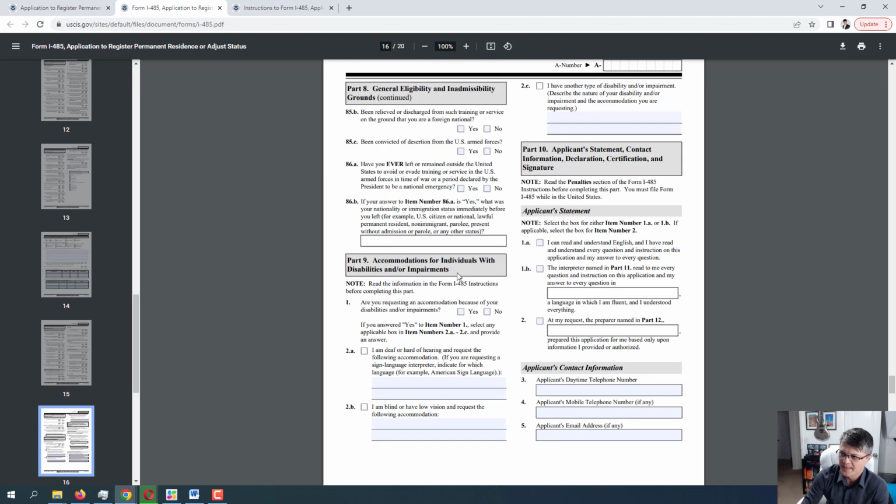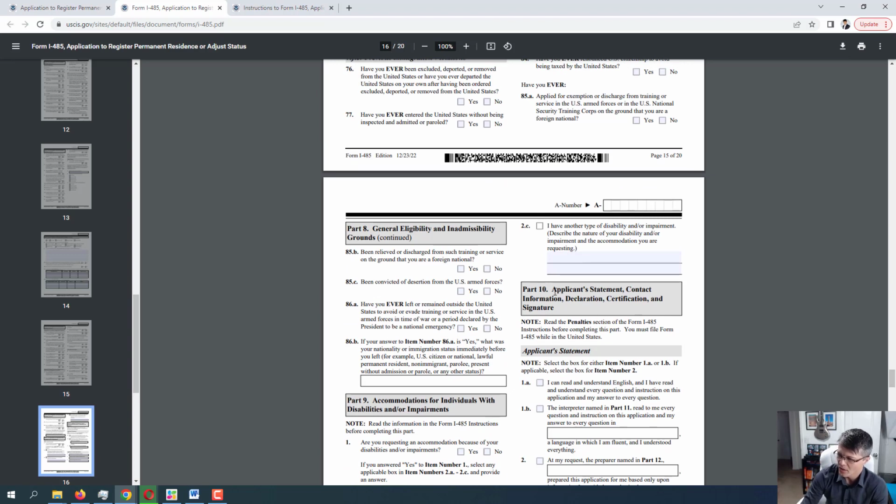Accommodations for individuals with disabilities. Now, if you have any disabilities, you can request them here, you know, deaf, blind, stuff like that. Part 10, applicant statement, contact information, declaration, certification, and signature. Okay, congratulations, we're done with the application form, right?